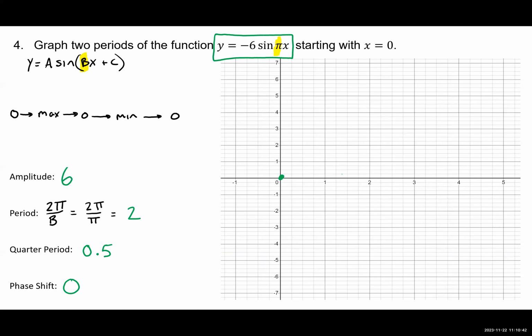The period is 2, right? So the graph is going to go from 0 to 2. If it starts at 0, ends at 0, halfway through, it's back to 0. It goes from 0 to the maximum. Maximum is going to be 6. So it's going to go 0, up, 0, down, so down to -6 and then back to 0.